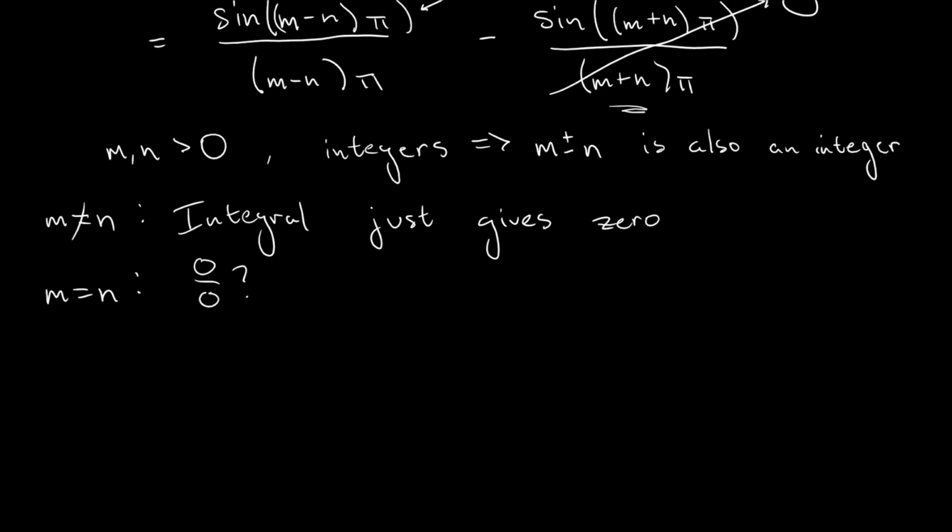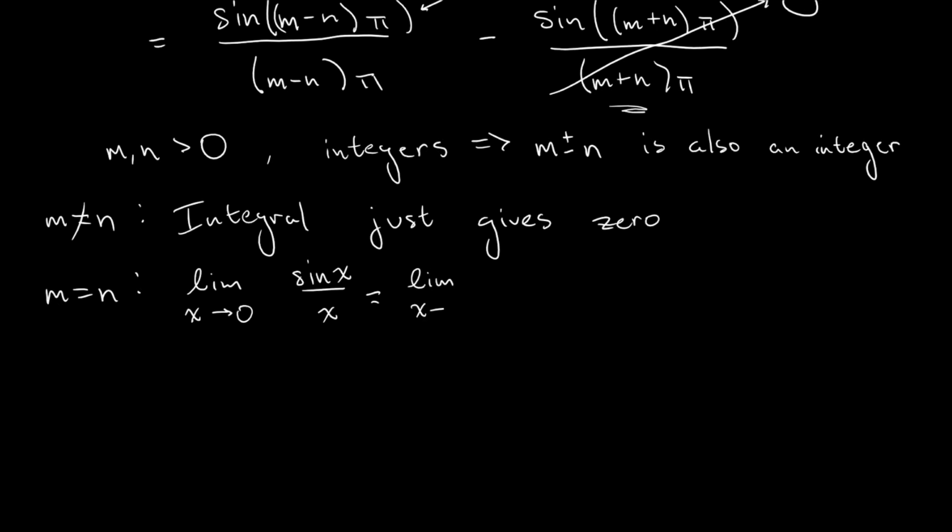However, we can use a trick and look at this limit: the limit as x goes to 0 of sine of x over x. Now, there are a few ways of doing this. You can use L'Hopital's rule, you can do a whole bunch of stuff, but what I'm going to do is Taylor expand sine.